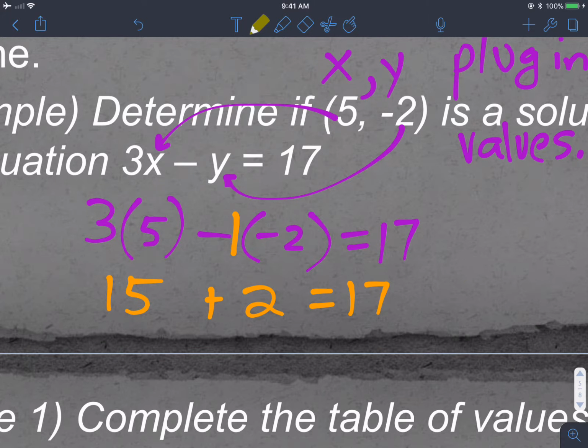Okay, next line. 15 plus 2, combine like terms. Oh my god, the yellow. It's perfect.